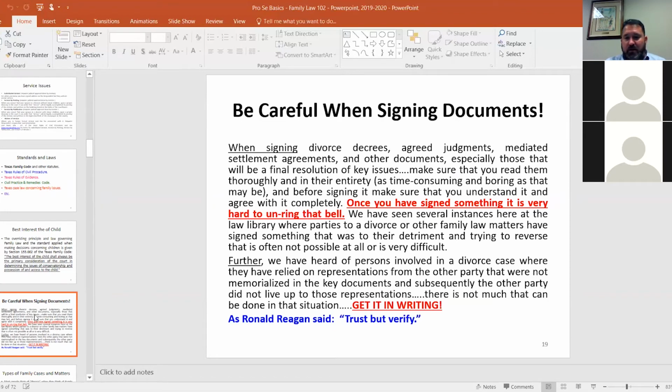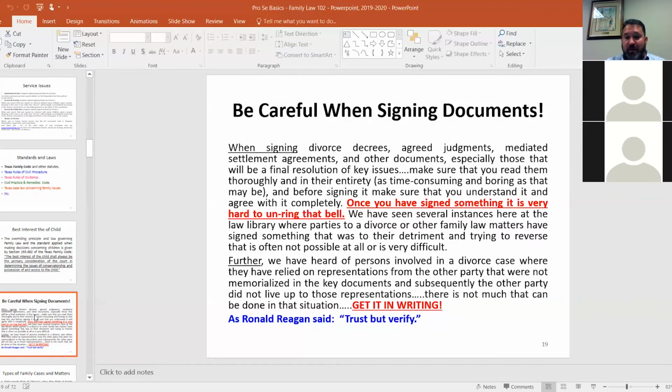This goes back to taking care of business. If you are doing an agreed divorce, or whatever it happens to be, always be careful when you're signing things. Make sure you have read them. Make sure you understand them. And before you sign them, make sure you agree with what you're signing, or that you abide by it, because once it has been entered by the court, it is hard to undo.